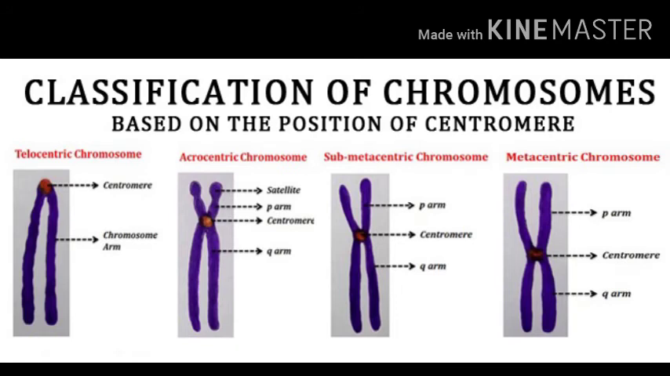Now, depending on the position of the centromere, chromosomes can be classified into metacentric, submetacentric, acrocentric, and telocentric. The shape of the chromosome changes because of it, as the arm length makes its identification very prominent.